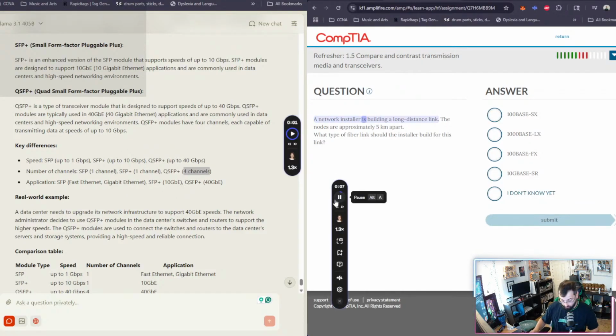A network installer is building a long-distance link. The nodes are approximately 5 kilometers apart. What type of fiber link should the installer build for this link?